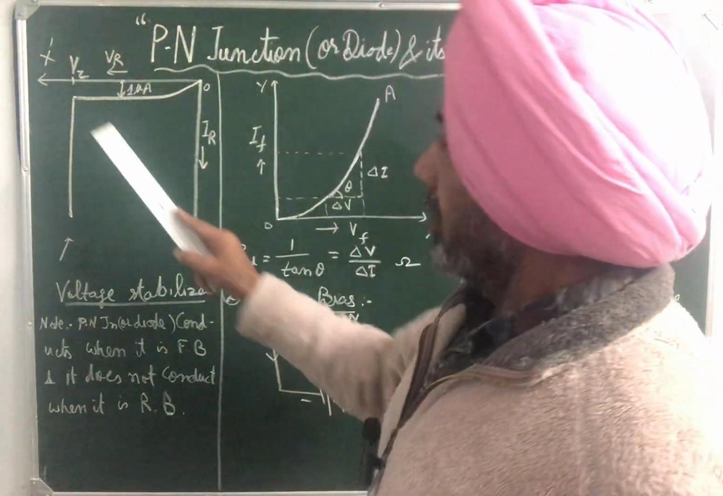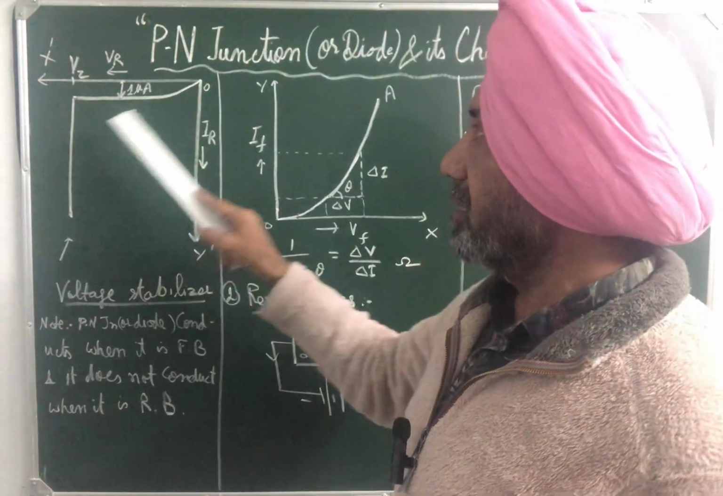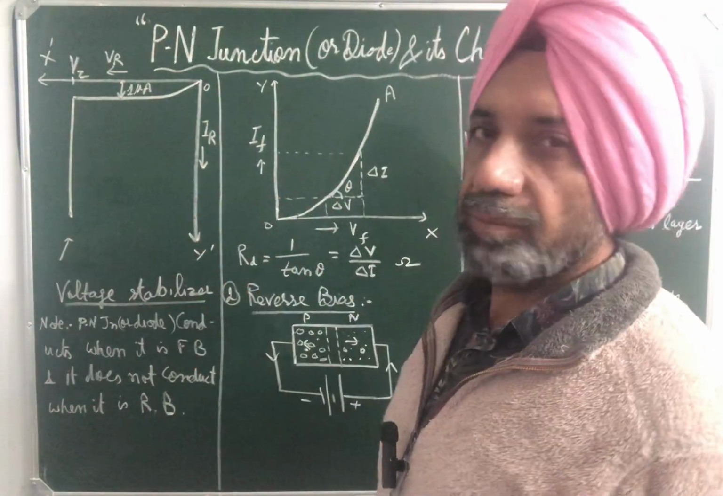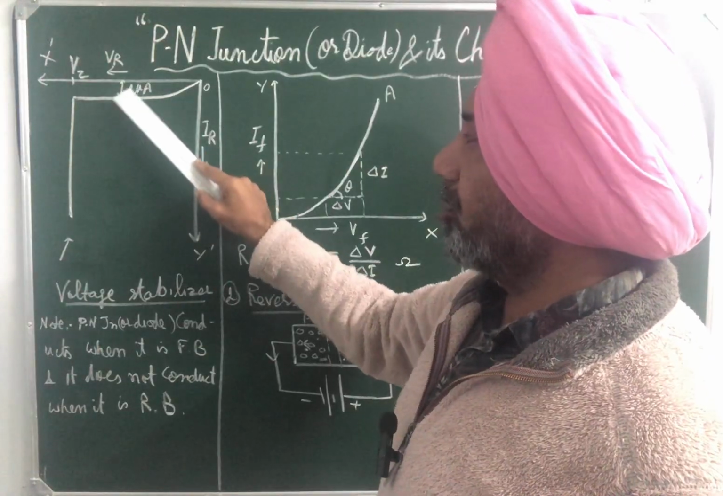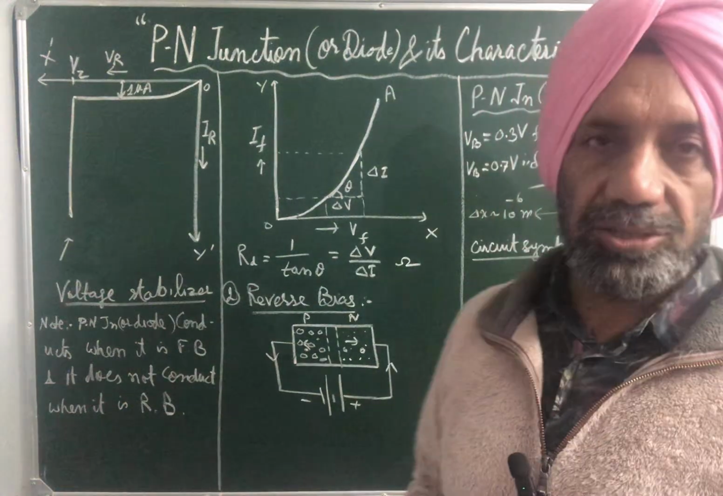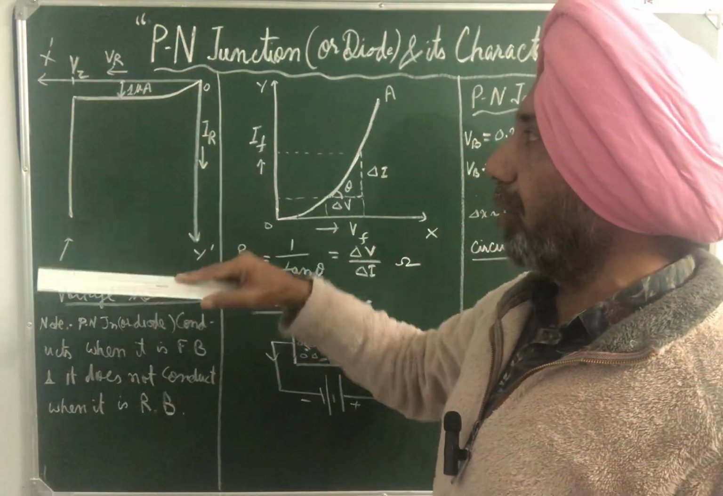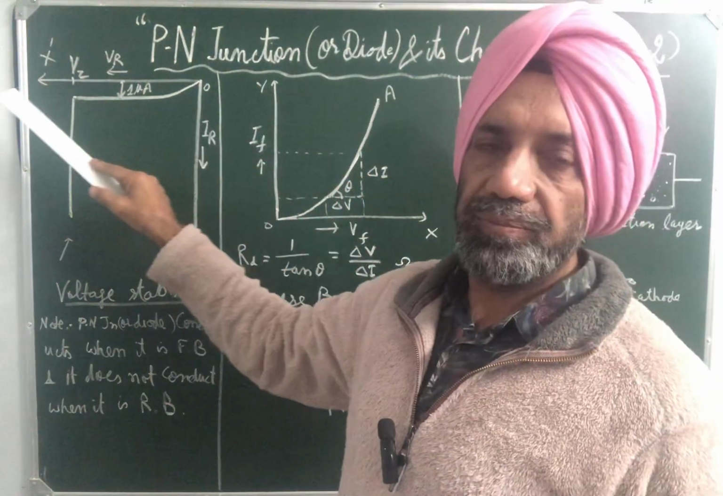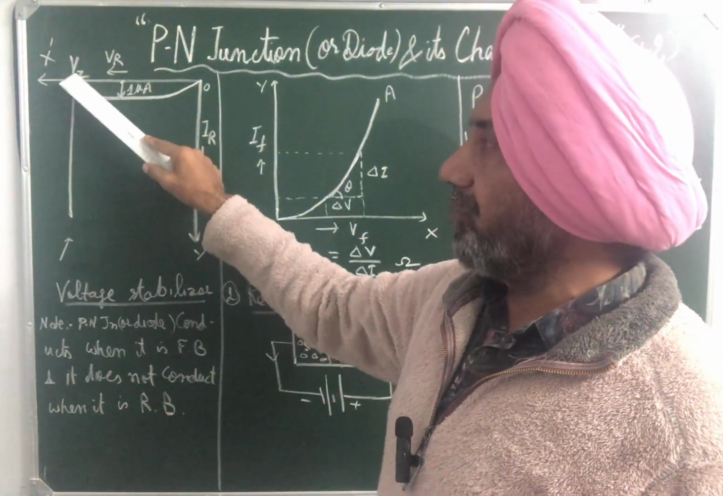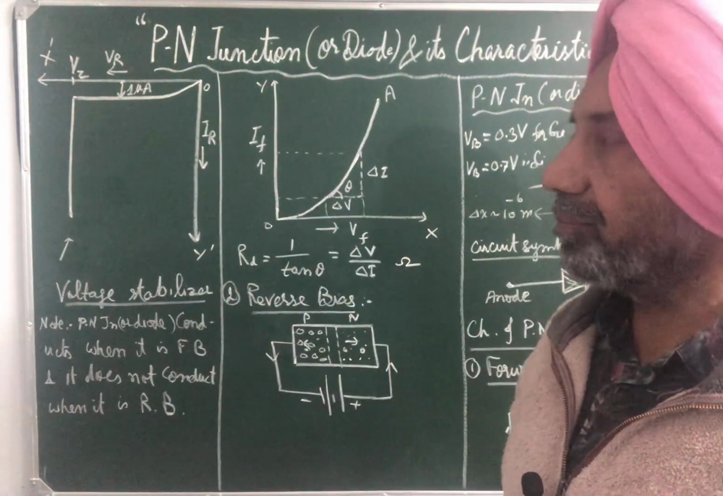If you plot a graph taking reverse voltage along the x-axis and reverse current along the y-axis, you get a graph like this. There is a small current which is of the order of 1 microampere. It is only due to the minority carriers of the P section and N section, which is negligible. But if we go on increasing the voltage, a stage comes at a particular voltage Vz, known as the zener voltage, where the current rises abruptly, suddenly, and becomes independent of voltage.